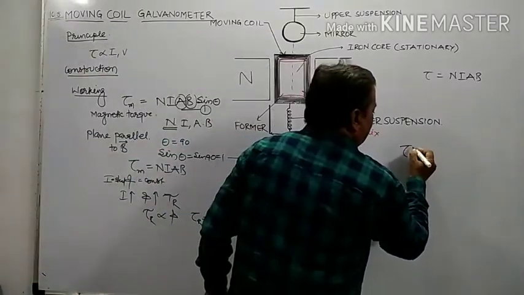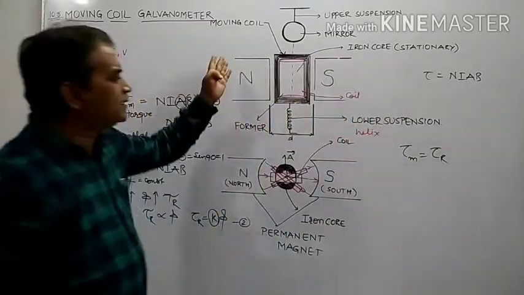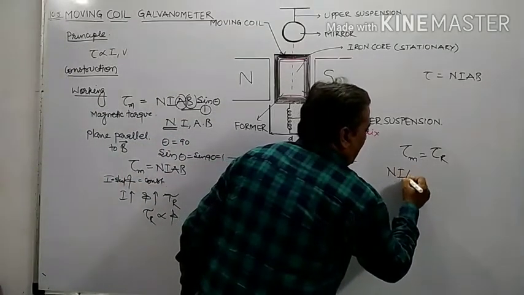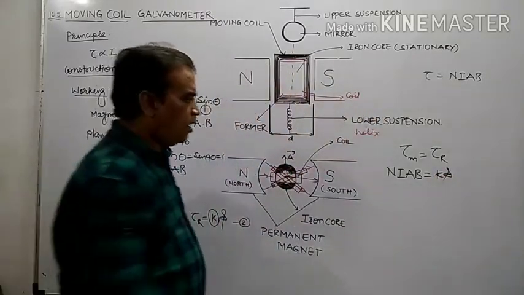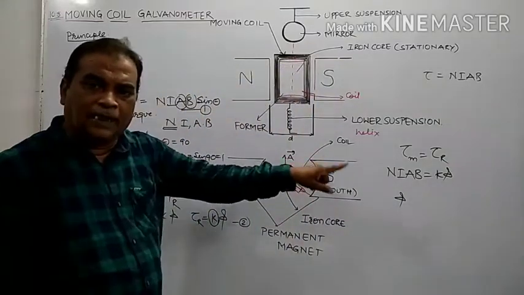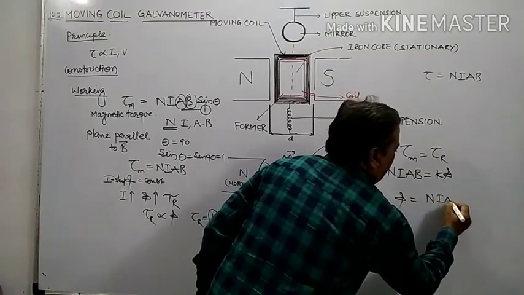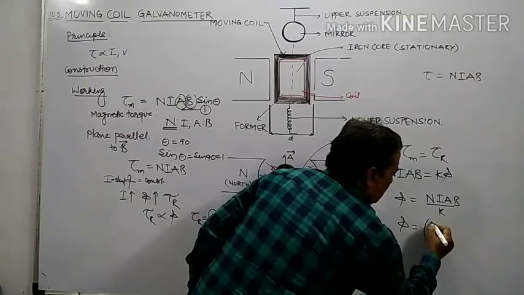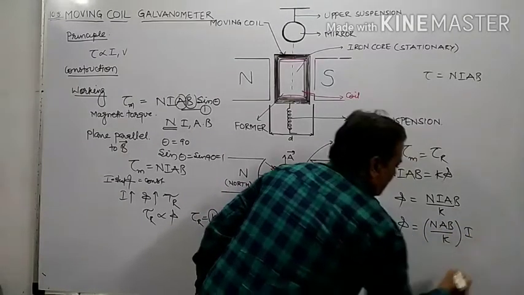So the coil is in equilibrium whenever the two torques are equal. Which means when the magnetic torque is equal to what? The restoring torque, then the coil is said to be in equilibrium. The magnetic torque is NIAB, and the restoring torque is K into phi. Or the angular deflection of the coil is equal to NIAB divided by K, or phi is equal to NAB divided by K into I.